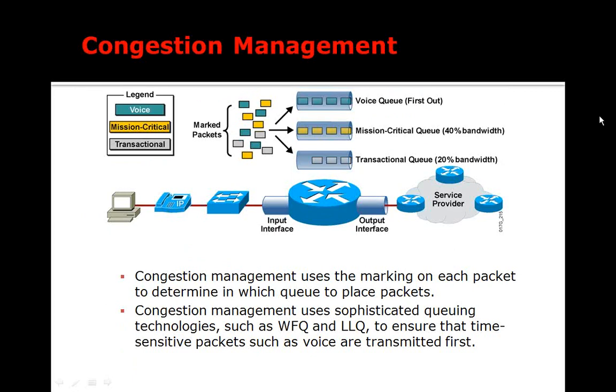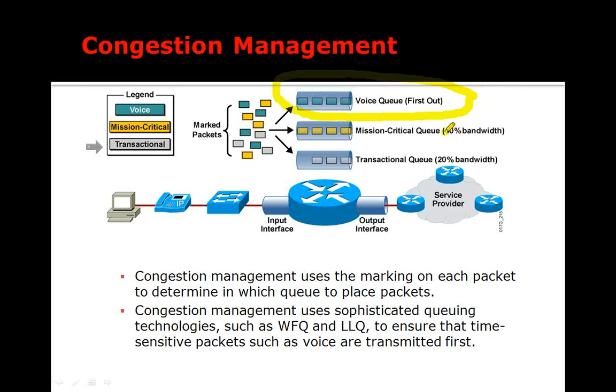So in this situation, we're looking at voice, which is, of course, real-time protocol. That's very important traffic. Then we have mission-critical traffic, and then transactional, which would just be basically everything else. So in order to deal with this, we've got the priority queue, and I'll just highlight that. The priority queue here up at the top is set up for voice.